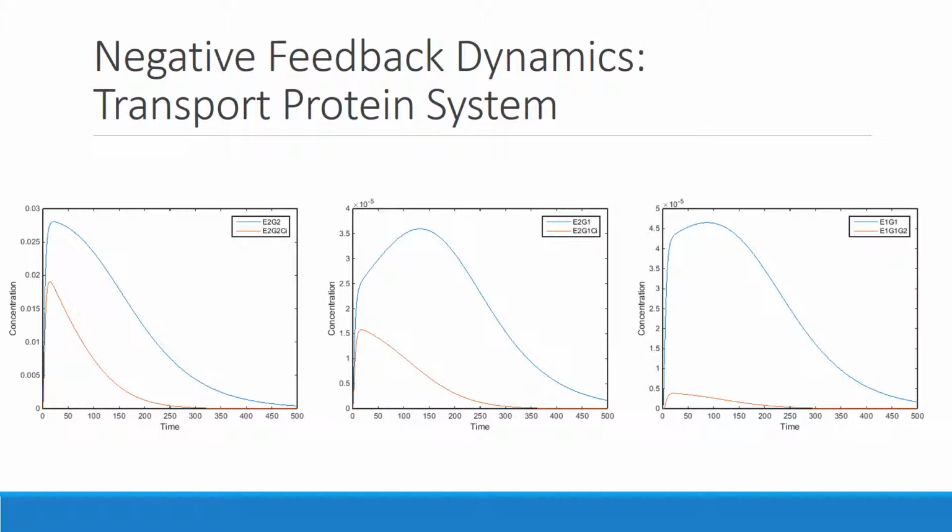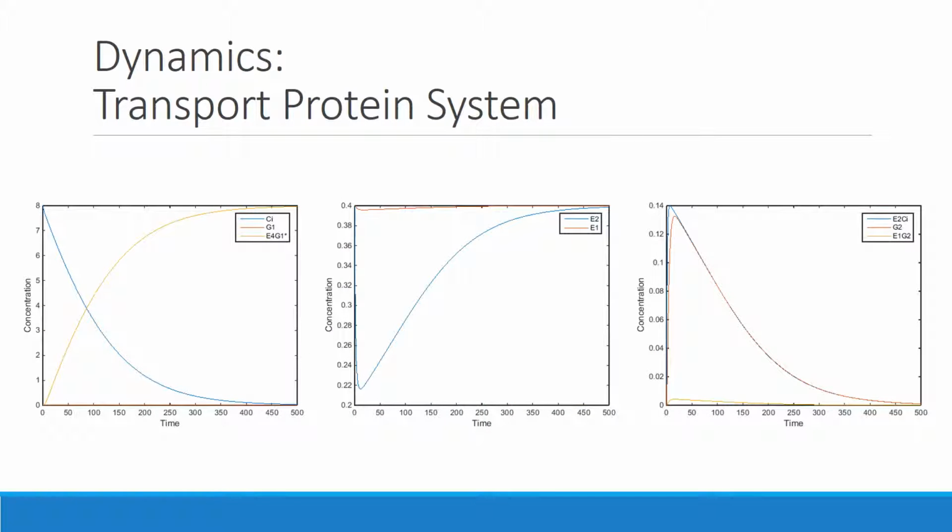Next, the negative feedback was plotted similarly to how it was plotted for the negative feedback system. As you can see, there's very little negative feedback due to the transport protein system. In fact, at time t equals 500, every complex is at nearly 0. So then finally, the dynamics were plotted to see if they matched up with the positive control system. As you can see from the middle and furthest right plots, those plots look very similar to those of the positive control system, which is a good sign.